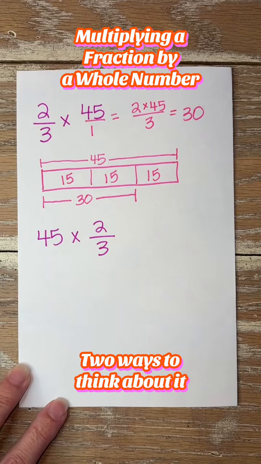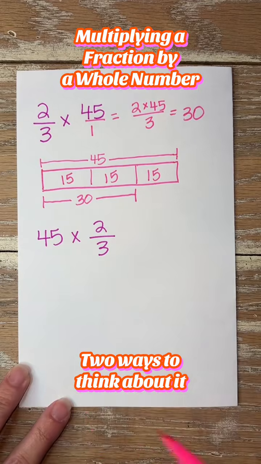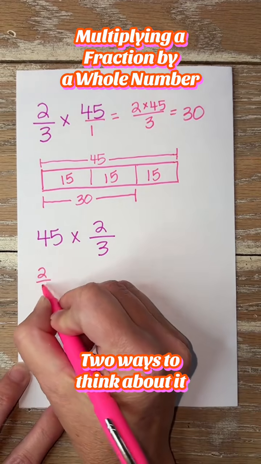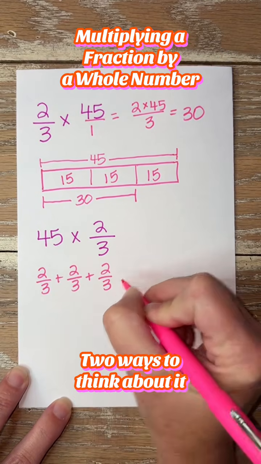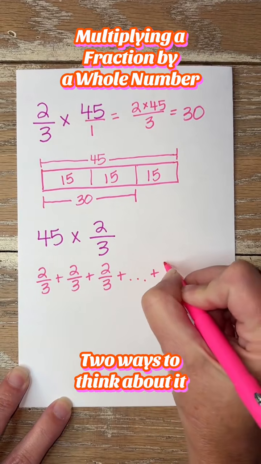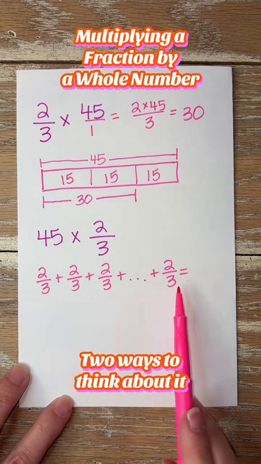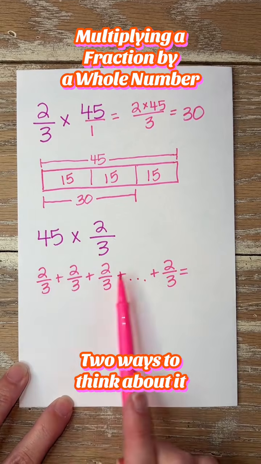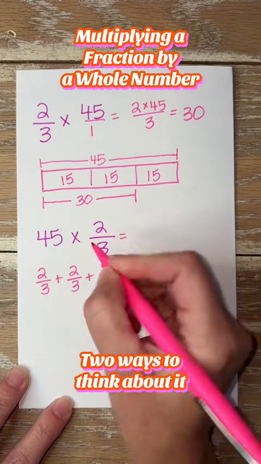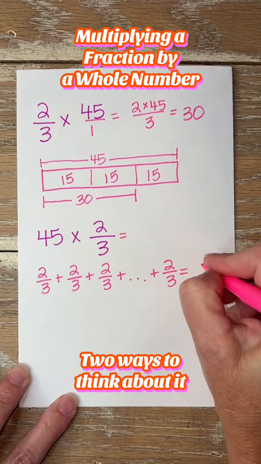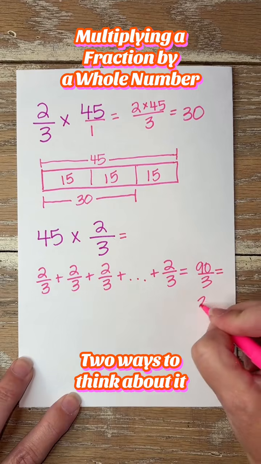Now another way to think of that is to think of it as 45 times 2/3, or 45 groups of 2/3. So if we have 45 groups of 2/3, I'm obviously not going to write them all out because that would take me a long time, but let's pretend we have 45 groups of 2/3 here. Well, since these are all thirds, we would just need to see how many total thirds we have, and if there's 45 of these, then 45 groups of 2 would be 90 thirds, and 90 thirds is 30.